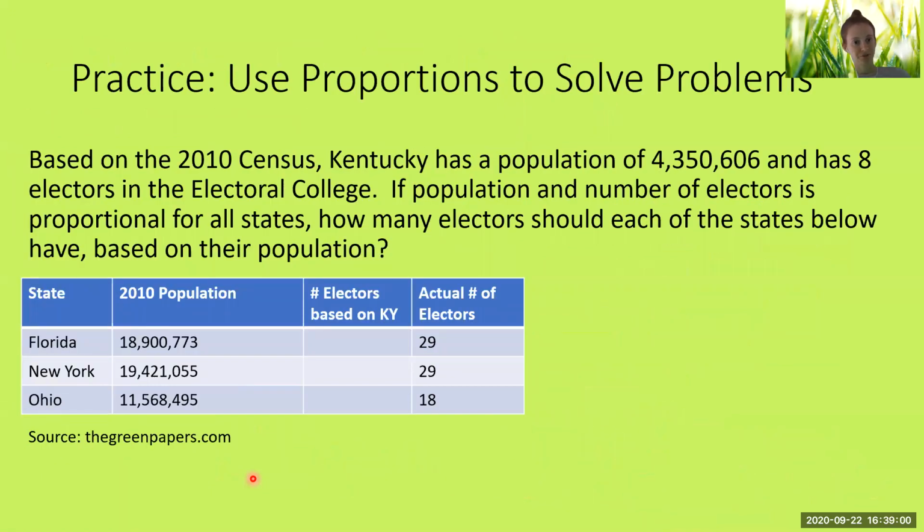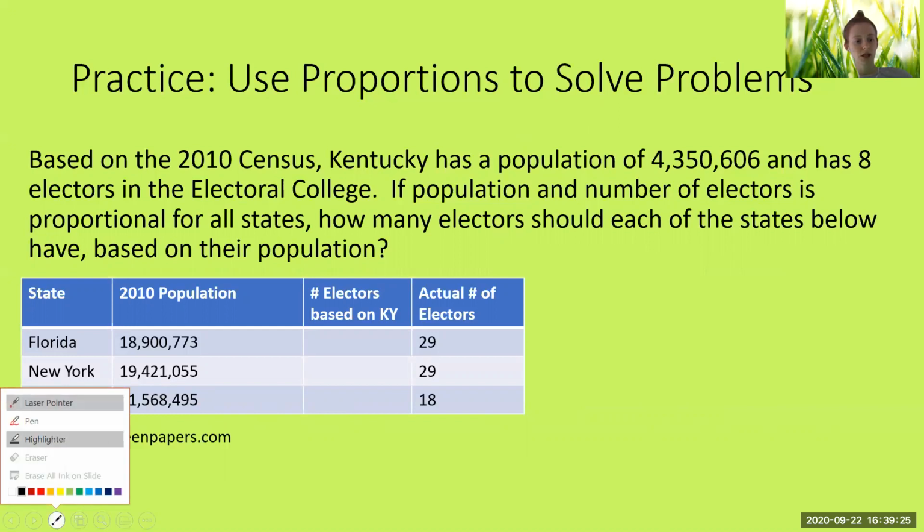All right, so let's get a little bit more practice with this. Because based on the 2010 census, Kentucky has a population of 4,350,606 and has 8 electors in the Electoral College. If population and number of electors is proportional for all states, how many electors should each of the states below have based on their population?